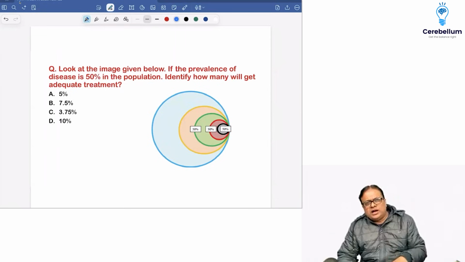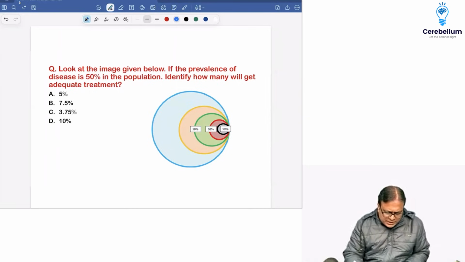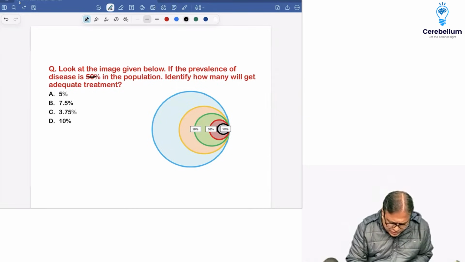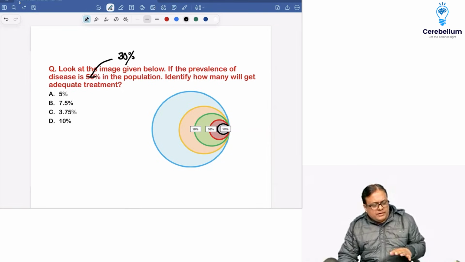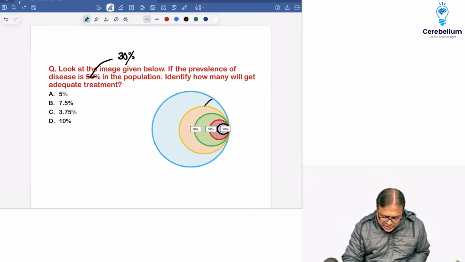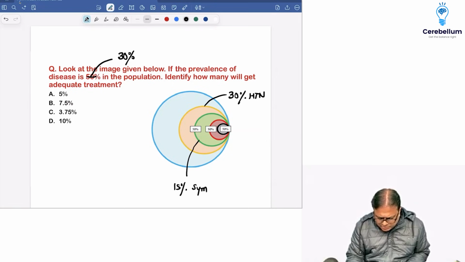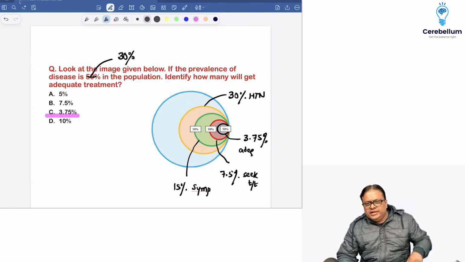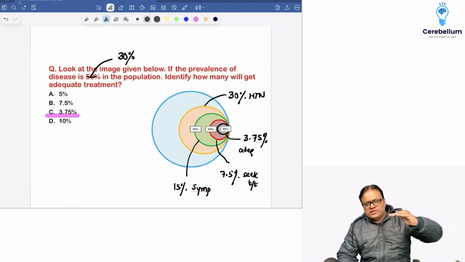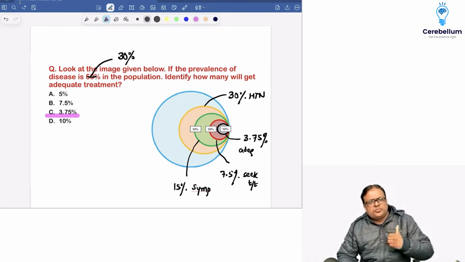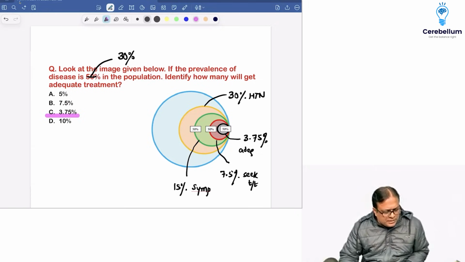Rule of halves. Every time it comes in your paper, if you remember, in one of your GTs also we kept a similar question. What was mentioned was that the prevalence of the disease was not 50%. I think it was 30%. If the prevalence of hypertension was 30%, then half of them, 15%, will develop symptoms. So if prevalence was 30, half is 15, half is 7.5, half is 3.75. So it was purely a mathematical calculation, right?